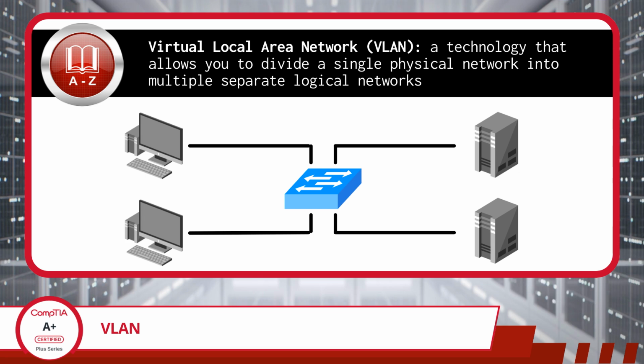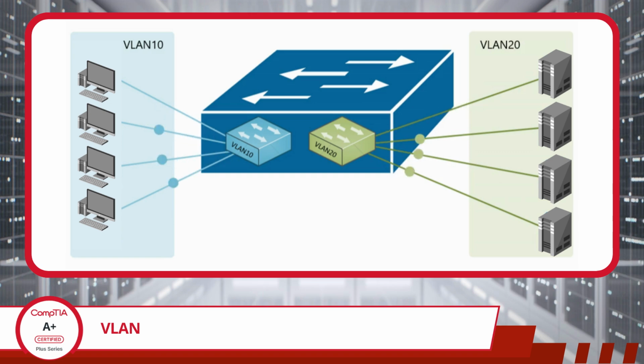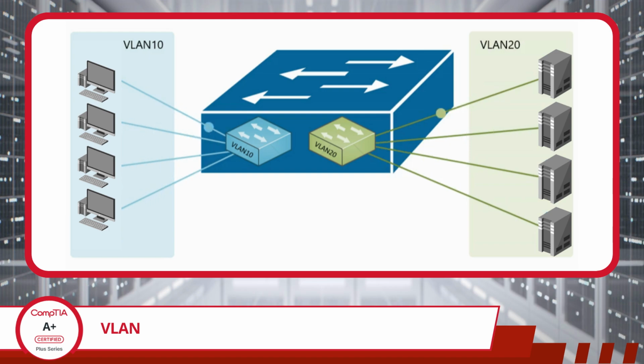A VLAN is a technology that allows you to divide a single physical network into multiple separate logical networks. In this setup, each VLAN functions as its own isolated network. Devices within the same VLAN can communicate with each other as if they were connected to a dedicated network, even though they share the same physical infrastructure.